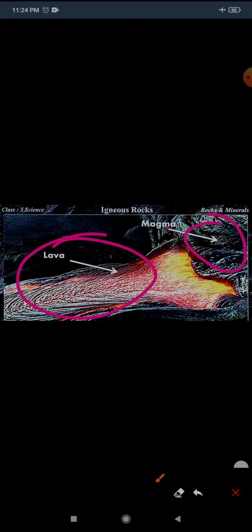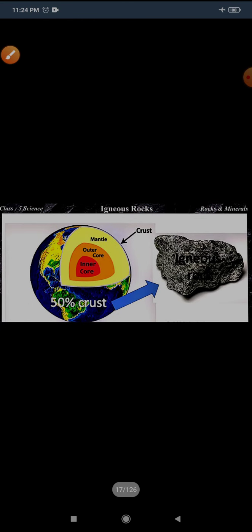So here you can see what is called magma and when it is called lava. It is the same thing, but when it is in the form of molten rock, that time it is called magma, and when it flows out onto the surface of the earth, then that time it is called lava. At different temperatures, its name is different.